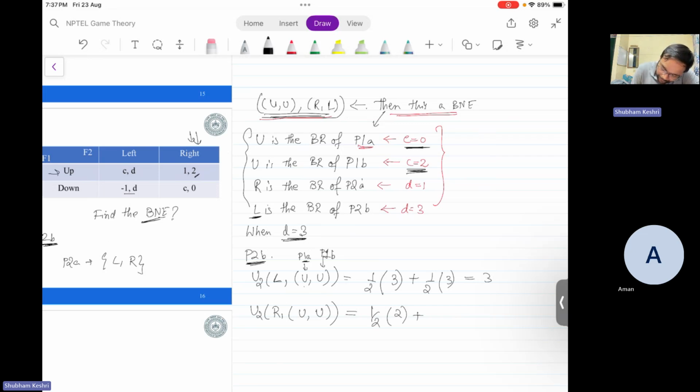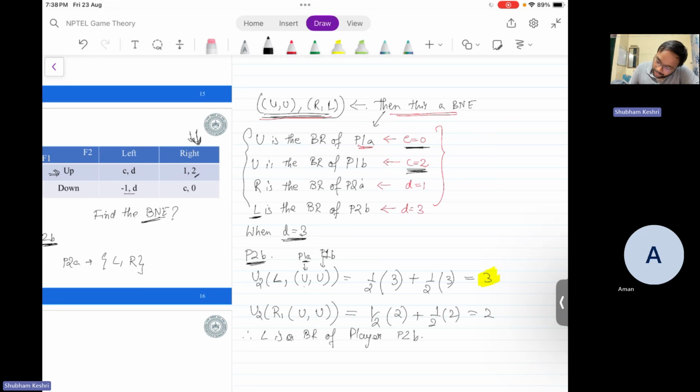Again, half of the time player 1B is playing U and player 2 is playing R, he'll get a utility of 2. So you see, playing L is giving him a higher payoff than playing R. Therefore, you can conclude that L is the best response of player 2B. Alright, so we have concluded this.